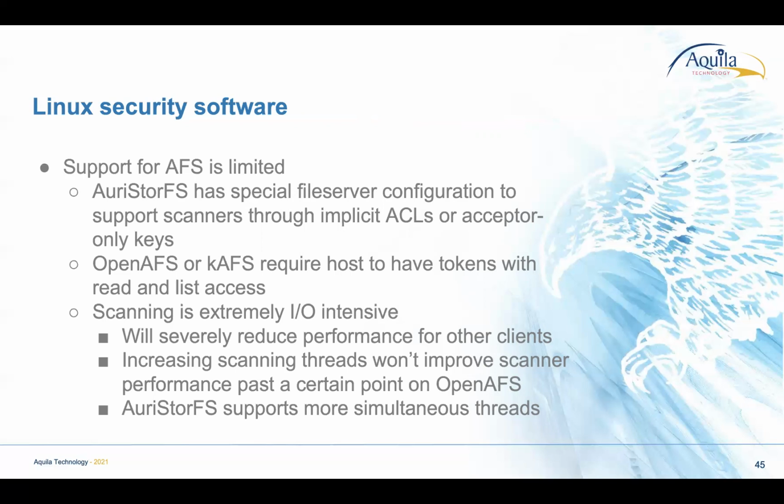AuriStorFS actually has a special file server configuration you can add that supports scanners either through an implied ACL or acceptor-only keys. OpenAFS, or kAFS, you really have to give it tokens with read and write access. I found that scanning is extremely IO intensive. It really reduces the performance for other clients. And with OpenAFS servers, increasing scanning threads won't really improve the scanner performance past a certain point. However, AuriStorFS does support more simultaneous threads.